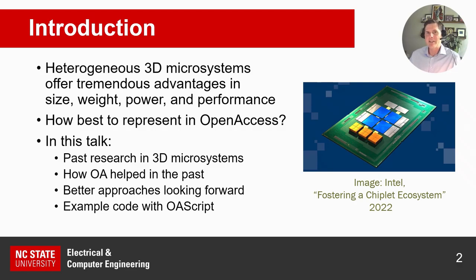These are stacked 3D systems, such as the one from Intel pictured down here, which contain chiplets from a variety of technology, including silicon, indium phosphide, gallium nitride, possibly organic substrates. The number of possibilities is tremendous, and these systems can offer big advantages in terms of size, weight, power, and performance. Now, there's a lot to be done to allow designers to optimize these systems, but today I'm going to talk about how we represent these designs in OpenAccess.